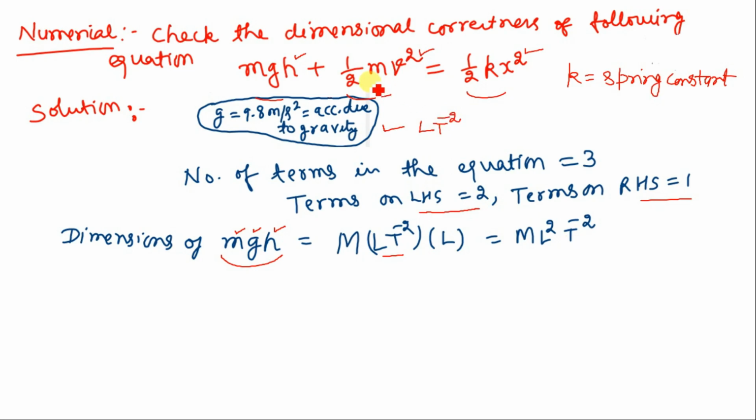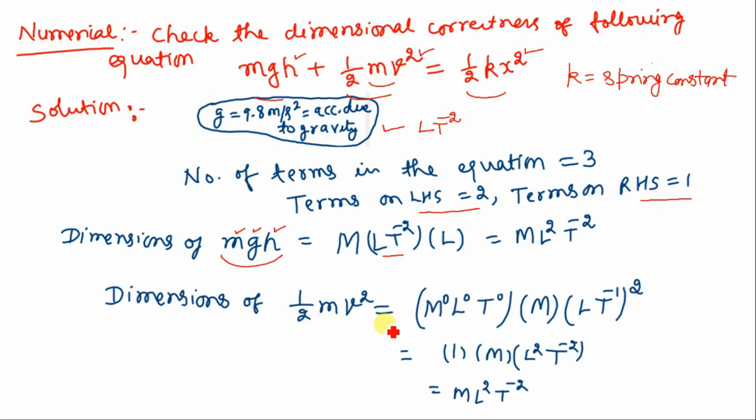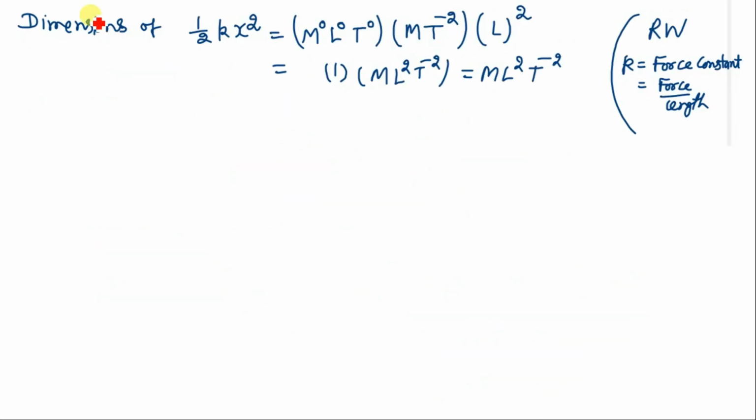Let us now see what will be the dimensions of the second term. The second term is half mv square, out of which this half is a dimensionless quantity, it is just a number. So the dimensions of half will be M0L0T0. Dimensions of m will be mass, and v is velocity, so its dimensions are LT minus 1. Since it is velocity square, there will be square of this. If we solve it, you will get the dimensions to be ML2T minus 2. So the dimensions of the first term are ML2T minus 2, and that of the second term are also ML2T minus 2.